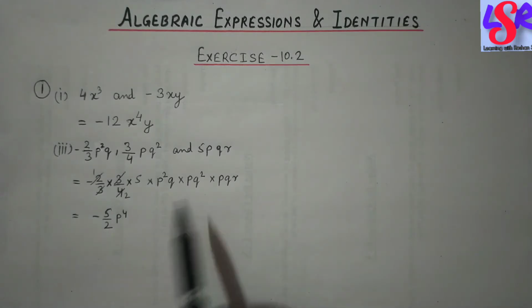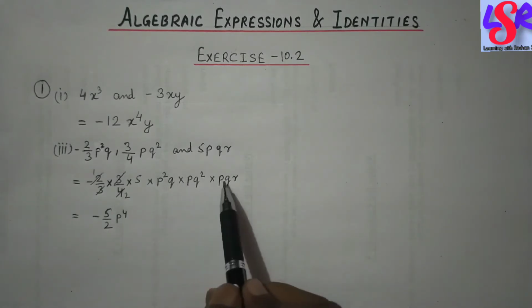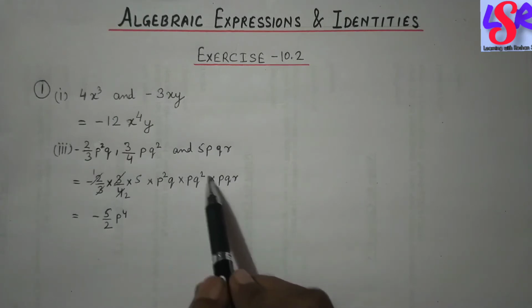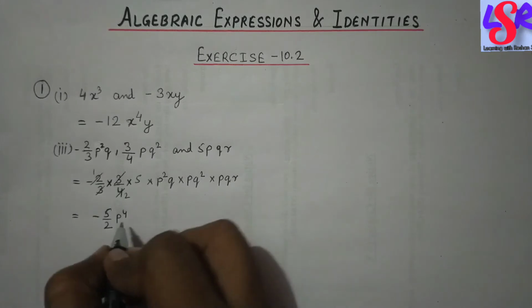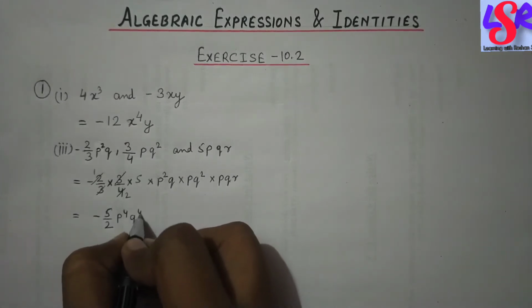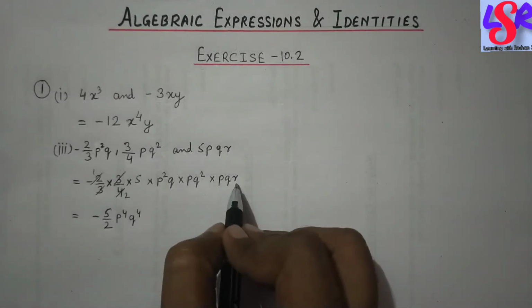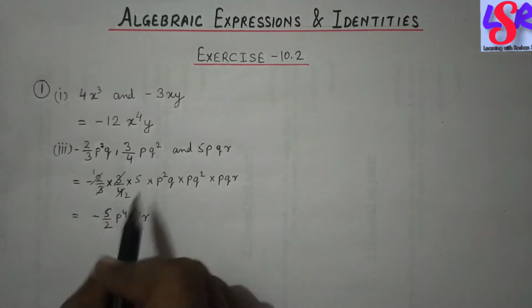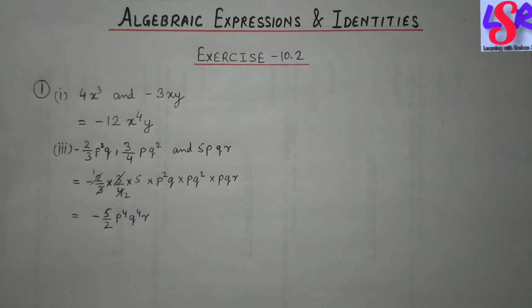Then q, 1, 2 and over here again one more. So 1 plus 2 plus 1, that is 4, q to the power 4. Then we are left with only 1 r, so we are going to copy that. So this is the product of all the three terms.